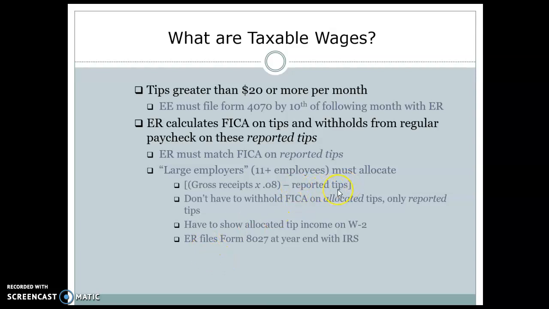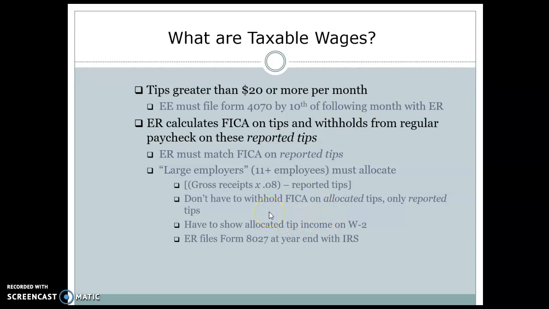If they're not, then the employer still withholds FICA based on whatever was reported. However, these allocated tips, the 8%, are going to be told to the IRS. So the IRS is going to know that this waiter or waitress possibly is underreporting their tips.